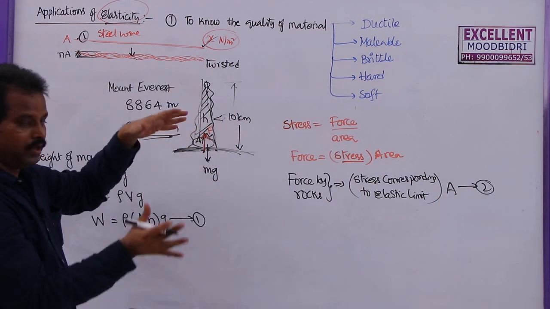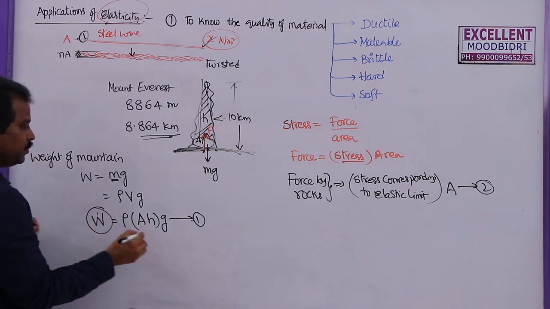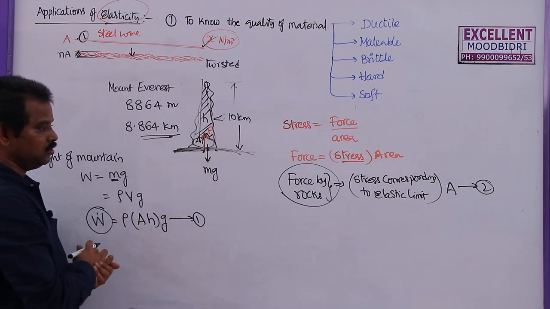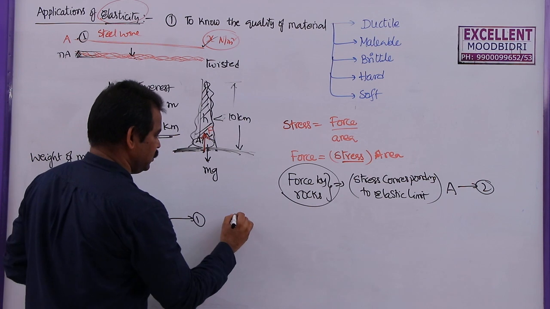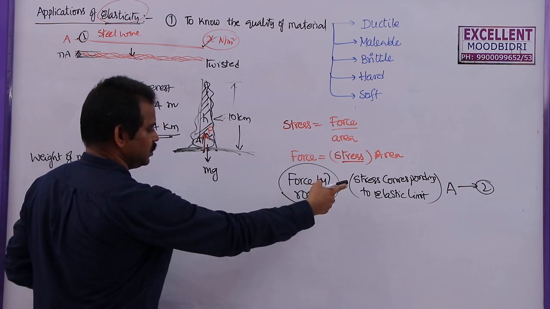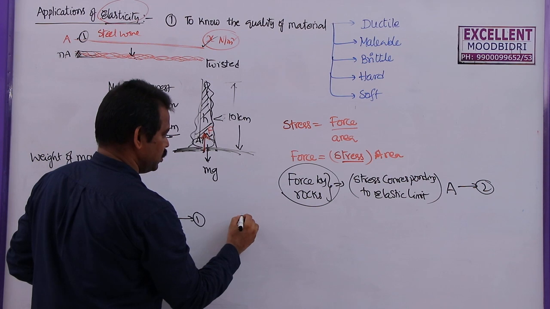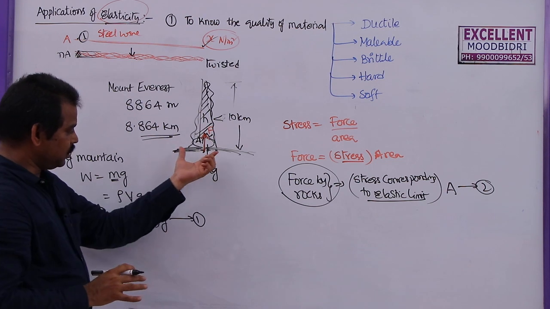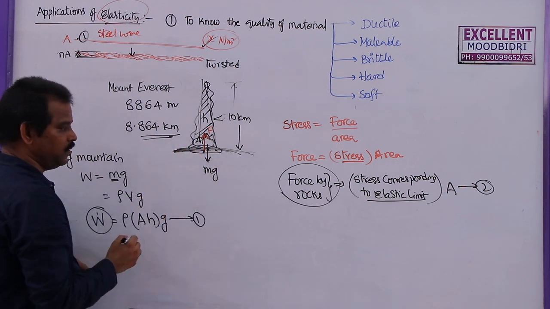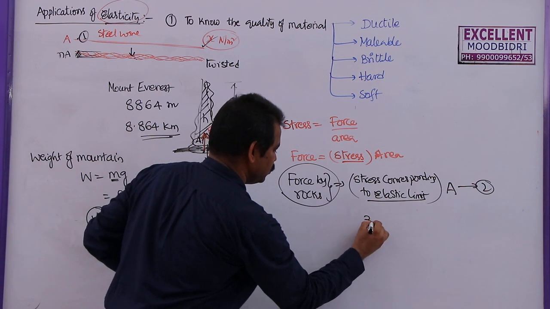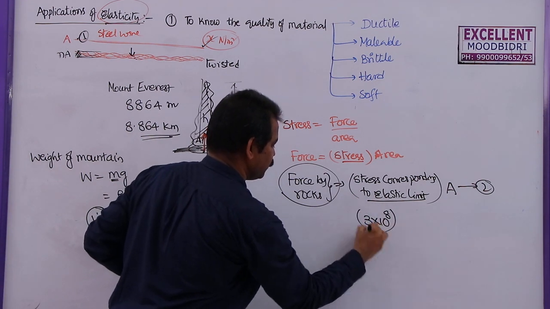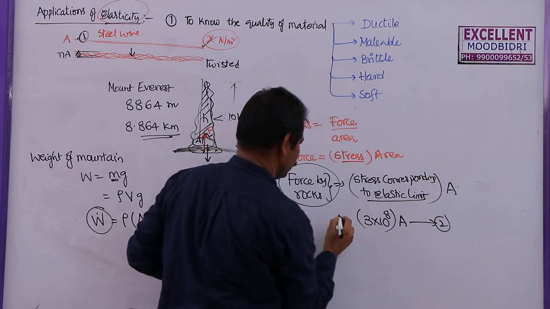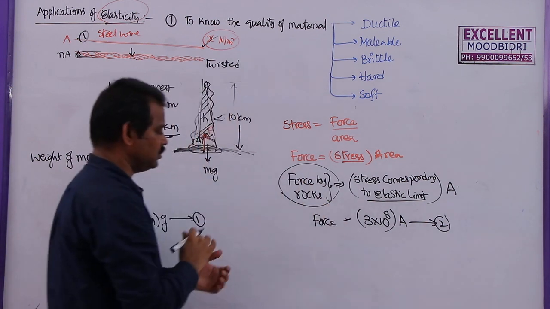For this mountain to be in equilibrium, the weight must be equal to the force exerted by the rocks in the opposite direction. So I am going to equate equations 1 and 2. The force is the stress at elastic limit into area. The elastic limit for these rocks on the surface of earth is found to be 3 into 10 power 8 Newton per meter square, into area A. So this is the force exerted by the rocks.